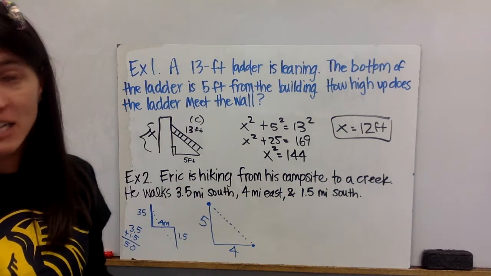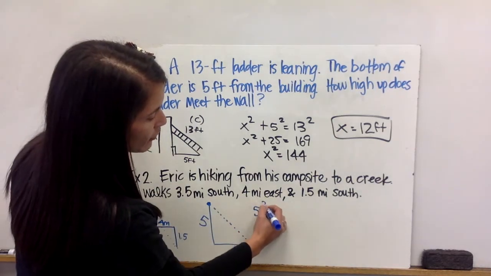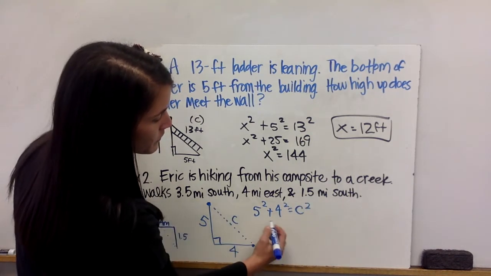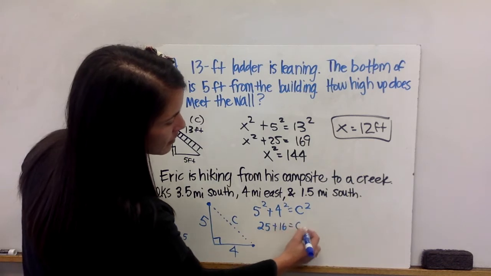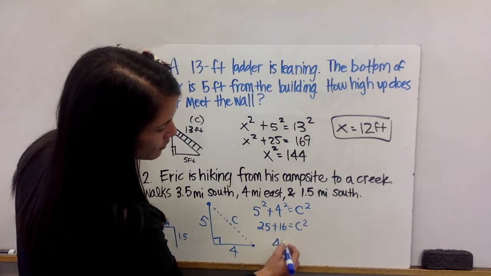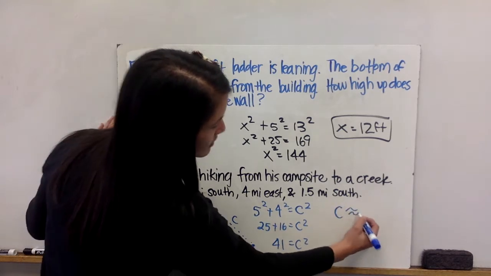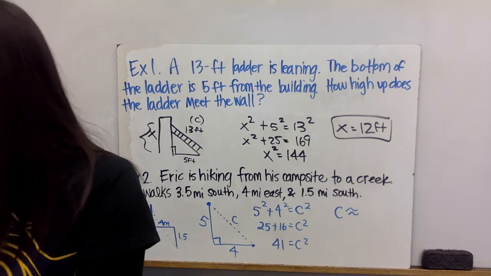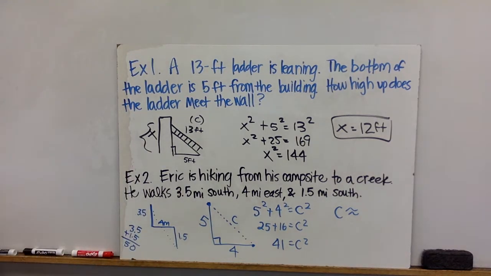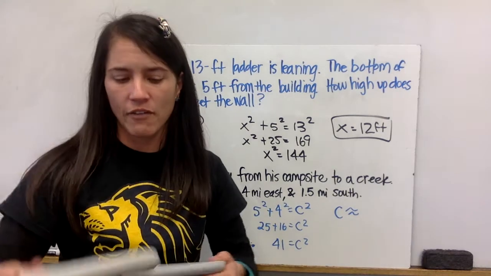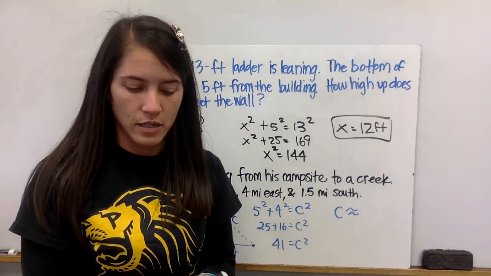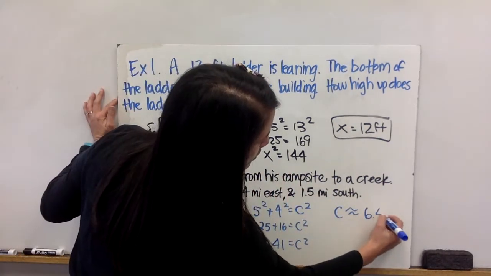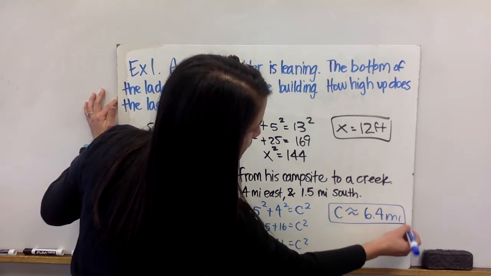Part B, find the distance from the campsite to the creek. I'm going to use the Pythagorean Theorem, and I'm going to plug my legs in because I'm missing my hypotenuse. 25 plus 16. And that is what? 41. So c is about, now you would type in your calculator, oh, I didn't type it in my calculator. Sorry, I need my calculator. I have all the work except for the square root of 41 is about 6.4 miles.